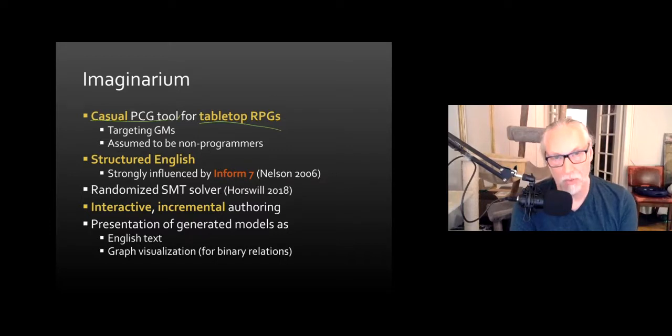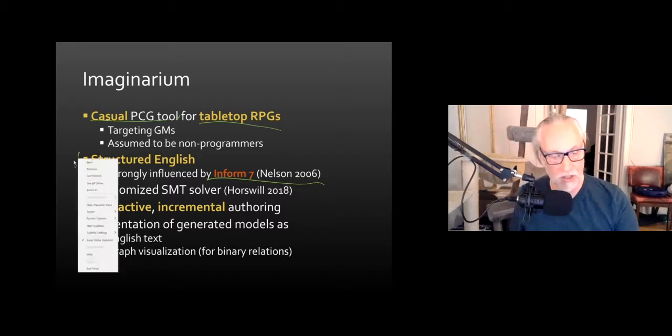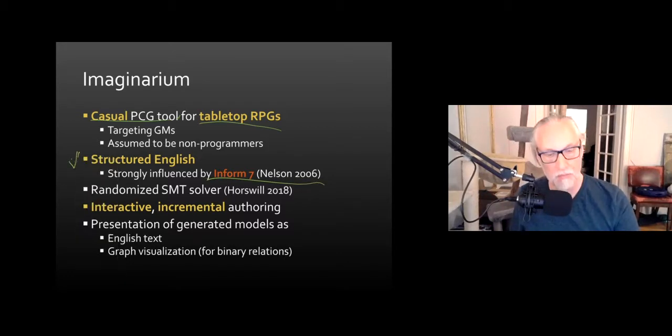But the important thing is that we're assuming that the people who are writing generators for it are not trained as programmers. So following Nelson's work with Inform 7, it uses structured English for its declarative programming language. It's backed then by a satisfiability modulo theories solver that's randomized. SMT is like a SAT solver, but with some extra bells and whistles.